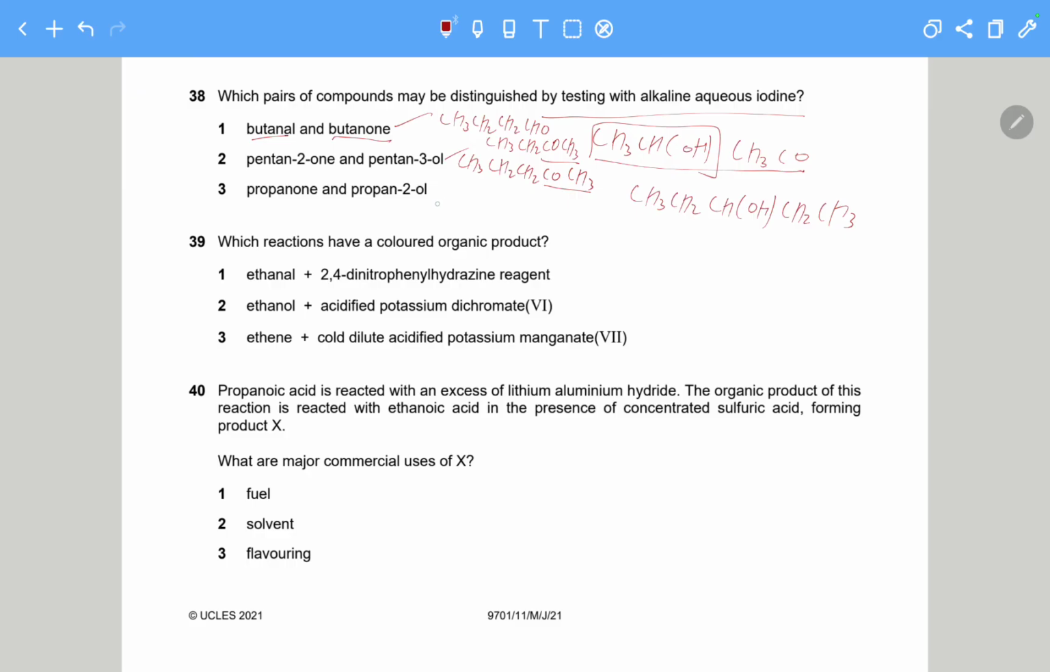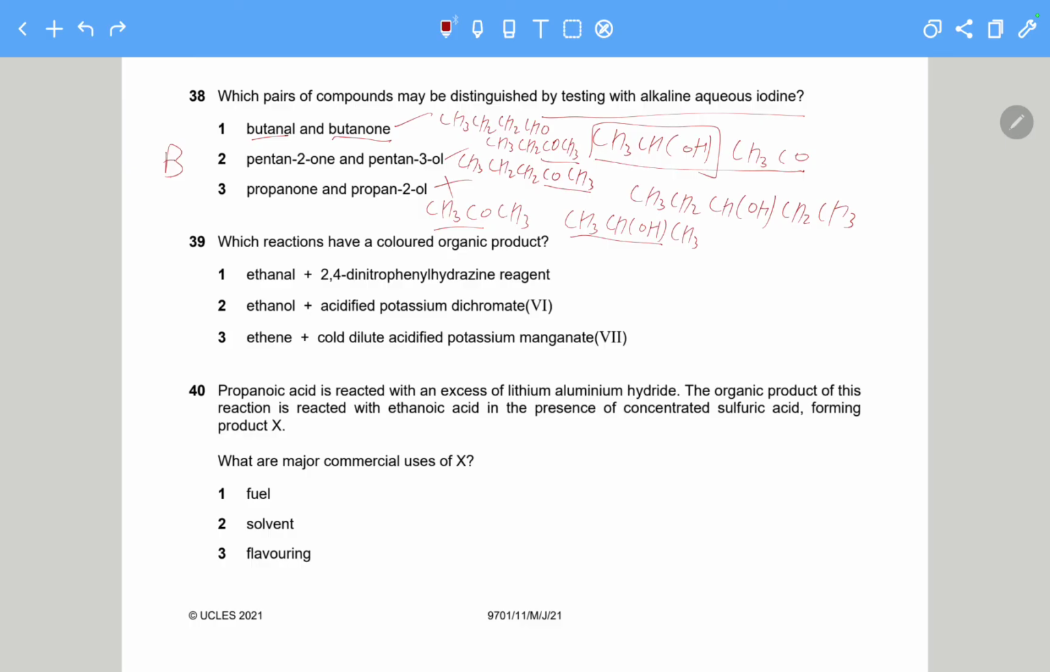Propanone and propanol. Propanone is CH3COCH3, has the CH3CO group, will react. Propanol, CH3CHOHCH3, also will react. So because it has CH3CHOH, both will react, and therefore this is also correct. Correct answer A. Sorry, this is wrong, my bad. Both of them will react, so they cannot be distinguished. So the correct answer has to be B, not A.